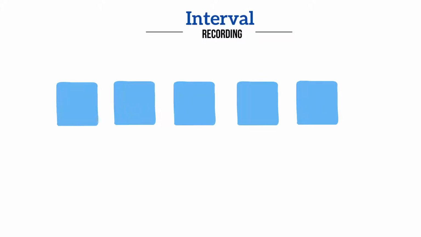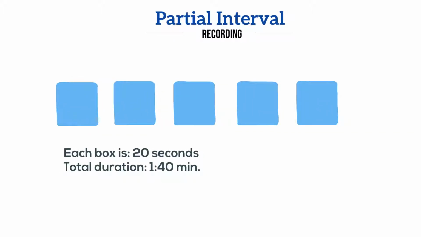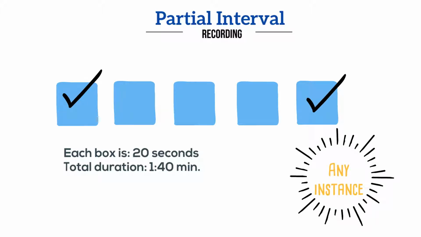To begin interval recording, you divide the observation period into smaller chunks. The smaller the interval, the more accurate your data. For the purposes of this video, each interval is 20 seconds with a total duration of 1 minute and 40 seconds. With partial interval recording, the observer scores the interval if the behavior occurs during any part. You don't care about how many times the behavior occurs because you only need one instance to mark the interval as correct.